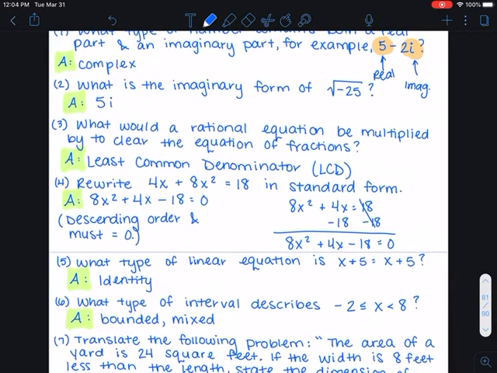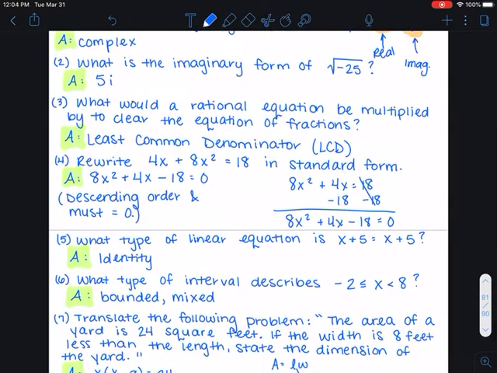Okay. Number 4, rewrite 4x plus 8x squared equals 18 in standard form. Standard form is ax squared plus bx plus or minus c equals 0. So you want to have it in descending order, basically. So you have whatever a is, which is the x squared value, plus or minus whatever b is, which is the x value, plus or minus c, the whole number without any variables, and make sure it's equal to 0.